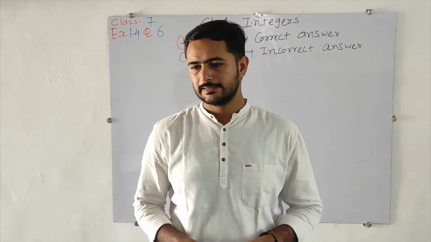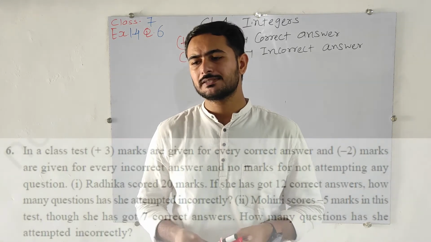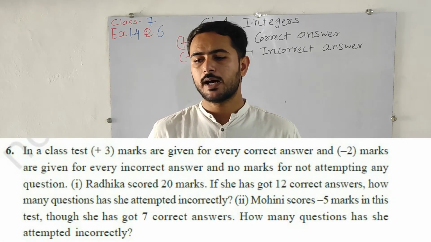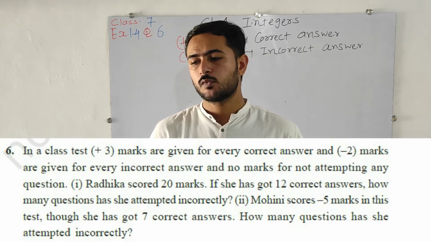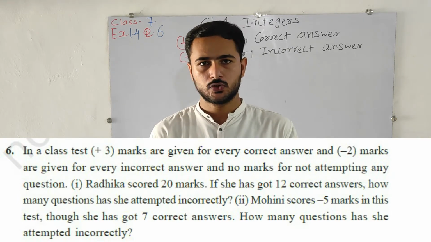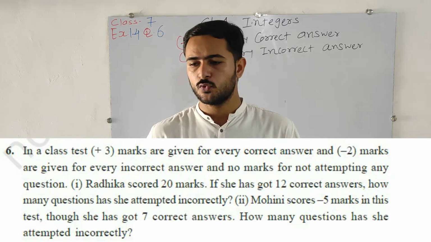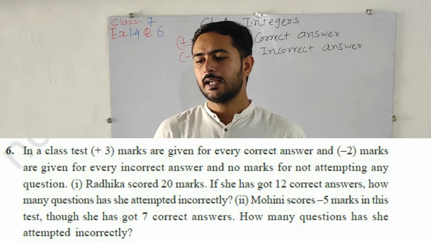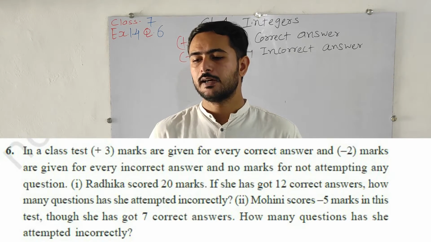Now the question number 6, that is, in a class test, plus 3 marks are given for every correct answer and minus 2 marks are given for every incorrect answer and no marks for not attempting any question. So there are two different questions. Let's start with the first one, that is, Radhika scored 20 marks. If she has got 12 correct answers, how many questions has she attempted incorrectly?